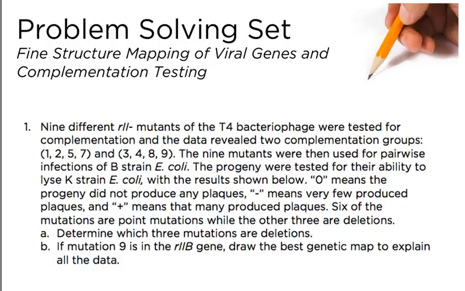Problem 1 states that 9 different R2- mutants of the T4 bacteriophage were tested for complementation, and the data revealed 2 complementation groups: 1, 2, 5, and 7, and 3, 4, 8, and 9. The 9 mutants were then used for pairwise infection of B strain E. coli. The progeny were tested for their ability to lyse K strain E. coli, with the results shown below.